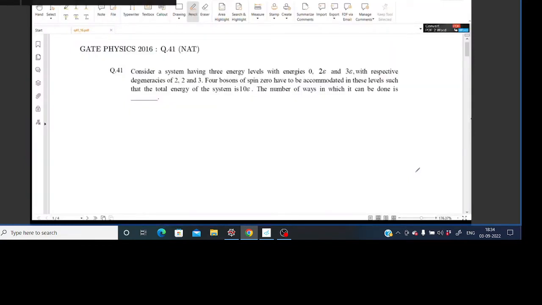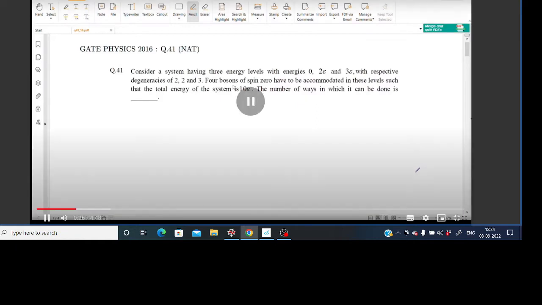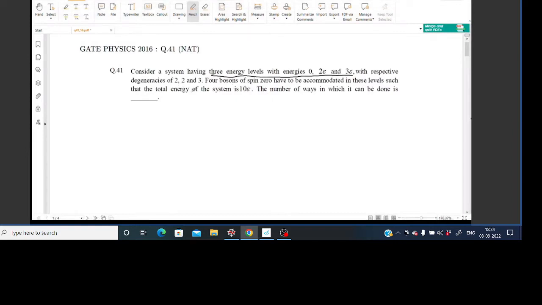Hello everyone, in this video I shall discuss question number 41 of GATE Physics 2016. This is a numerical answer type question. Consider a system having three energy levels with energies 0, 2 epsilon and 3 epsilon, with respective degeneracies of 2, 2 and 3. Four bosons of spin 0 have to be accommodated in these levels such that the total energy of the system is 10 epsilon. We have to find out the number of ways in which it can be done.